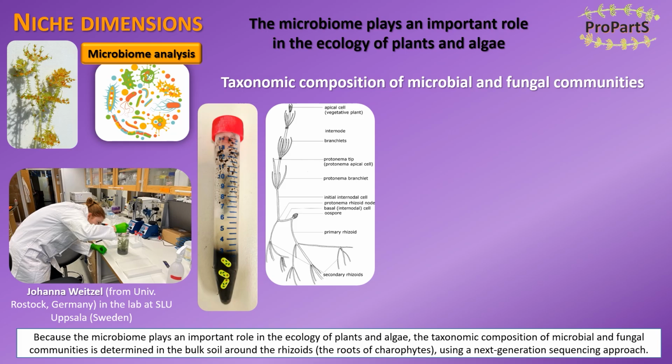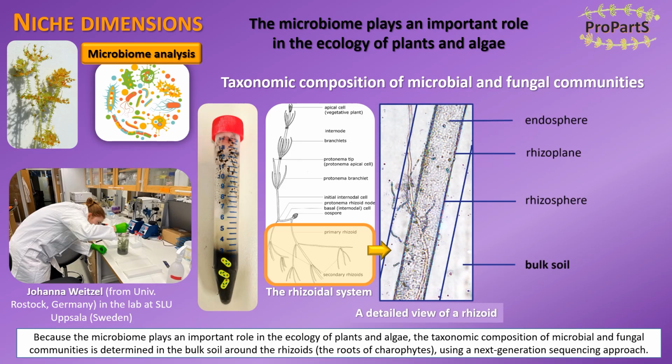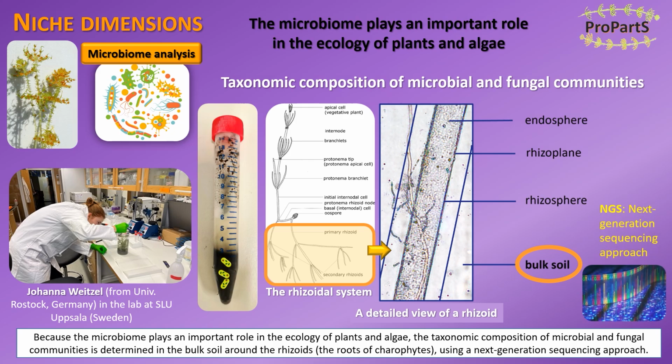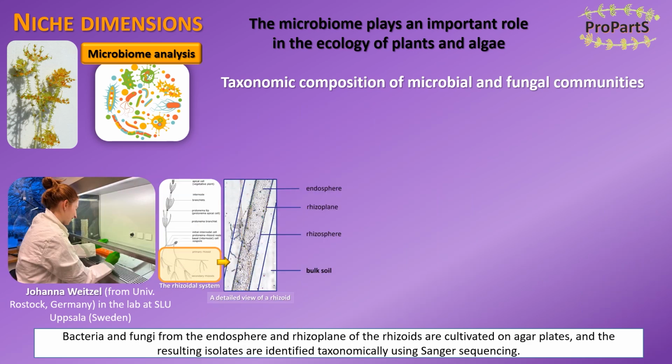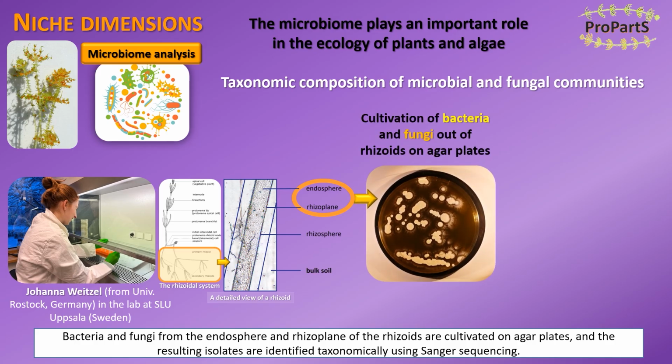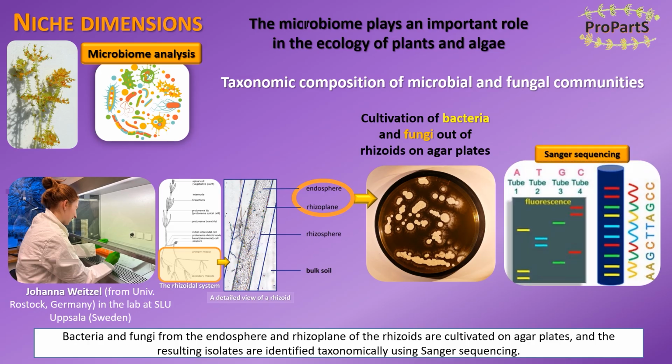Because the microbiome plays an important role in the ecology of plants and algae, the taxonomic composition of microbial and fungal communities is determined in the bulk soil around the rhizoids, the roots of charophytes, using a next-generation sequencing approach. Bacteria and fungi from the endosphere and rhizoplane of the rhizoids are cultivated on agar plates, and the resulting isolates are identified taxonomically using Sanger sequencing.